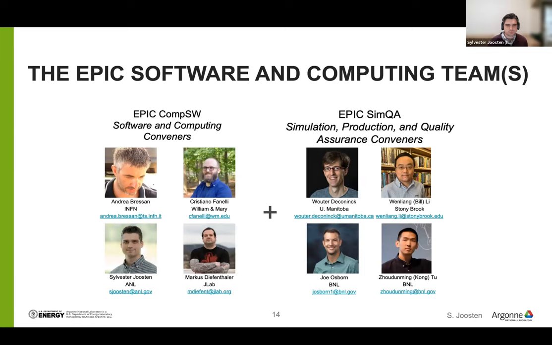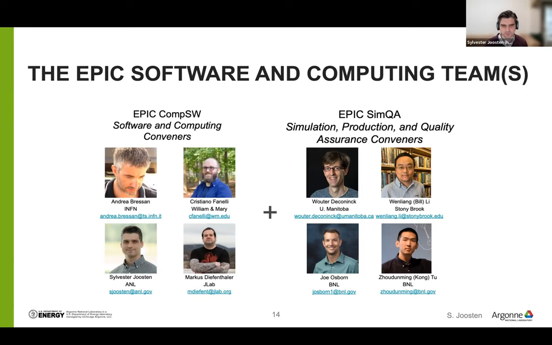So who is in the EPIC software and computing teams? Well, there's a lot of people in there. Here, I'm just showing the conveners of the relevant working groups. And we have people from both US-based and non-US-based institutions. We have people from labs and universities.